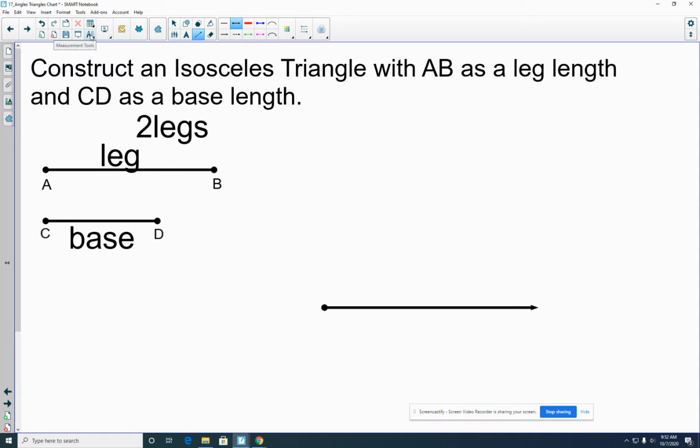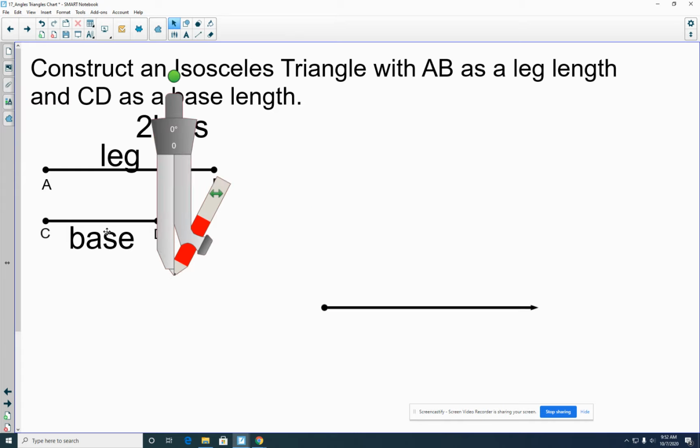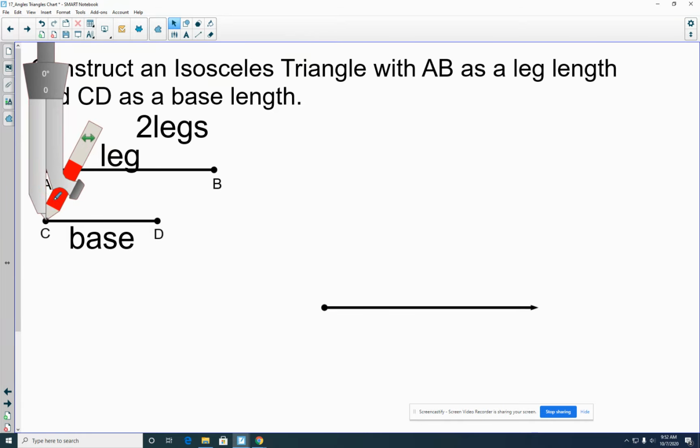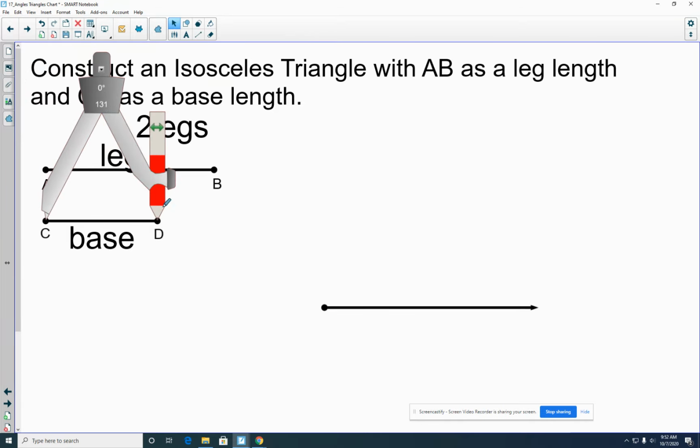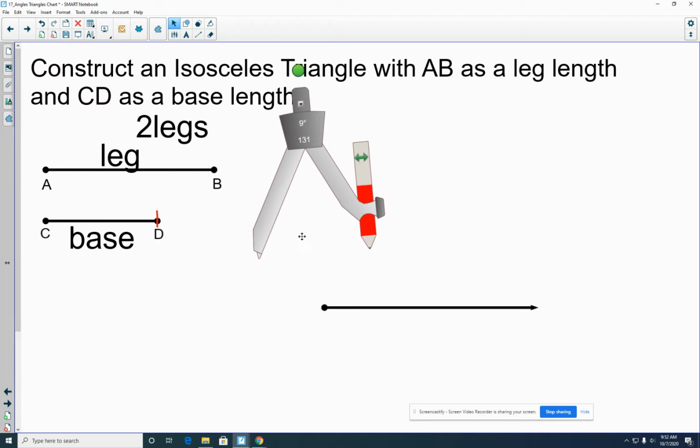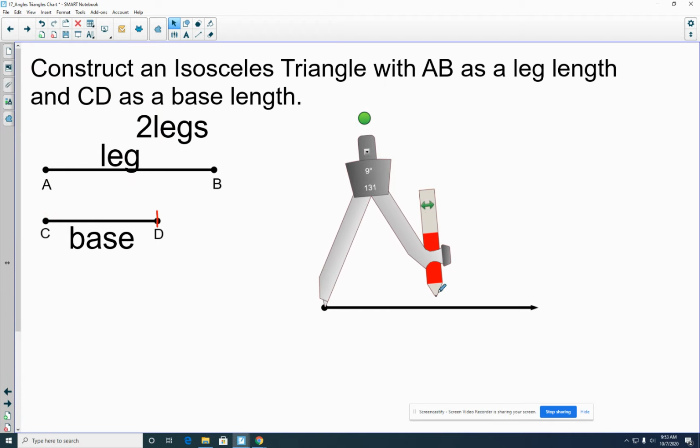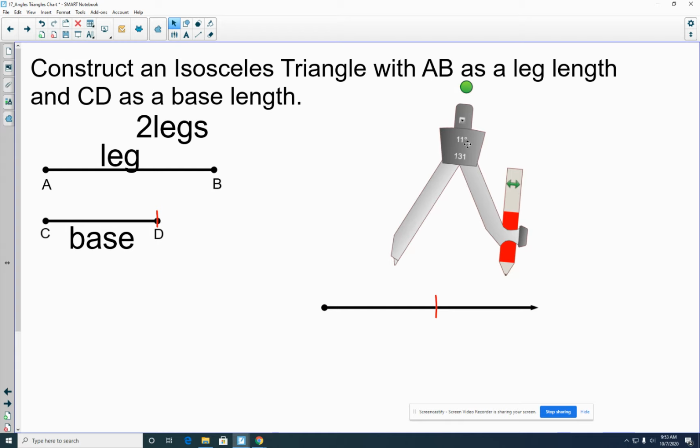All right, so I'm going to take my compass and I'm going to measure from C to D, the base. And I like personally to make the base the bottom. So C to D, swing an arc to show I measured. Go from here to here. Perfect. And with a little point, I'll make the point blue. Right there. Okay, here's the base.